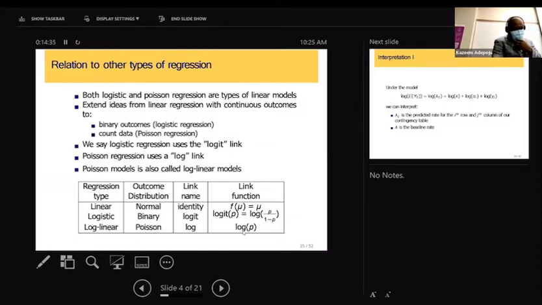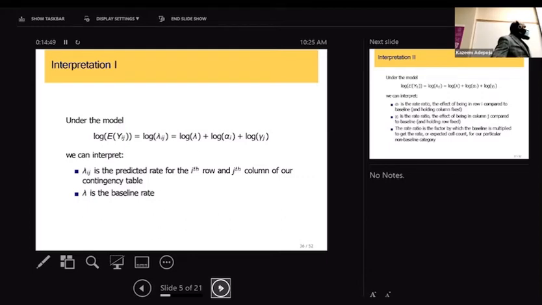But as for the Poisson regression, it is basically going to be the log. And that is the reason why another name for that is log linear model. Okay, now what I want you to see now, how do we write the Poisson regression model? If you take a look at what I have now, the Poisson regression model is the log of the expected value of yij, equal to the log lambda ij, equal to the log lambda plus the log alpha i plus the log beta j.